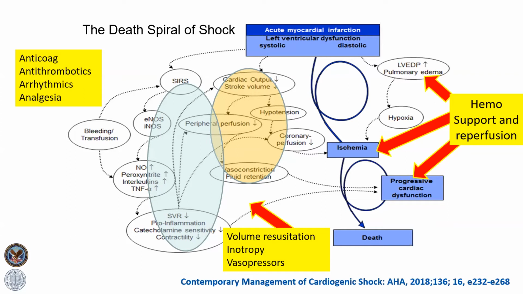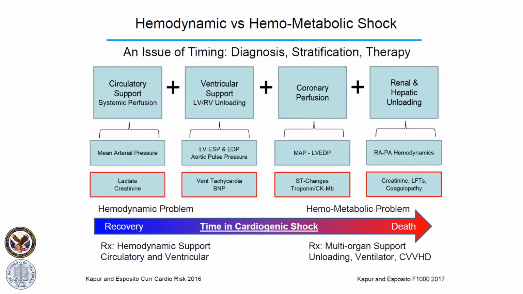Now, as shock progresses, it moves from strictly a hemodynamic derangement into a hemometabolic derangement. And it's a matter of timing and intensity. And if we look from left to right, the top boxes characterize the different issues attacking our patient over time in this relatively acute setting. Circulatory support and systemic perfusion at the top left. This manifests with a decrease in arterial pressure and elevation of lactate and creatinine. And it's principally a hemodynamic problem, and our mechanism to address it is hemodynamic support and circulatory support and ventilatory support.